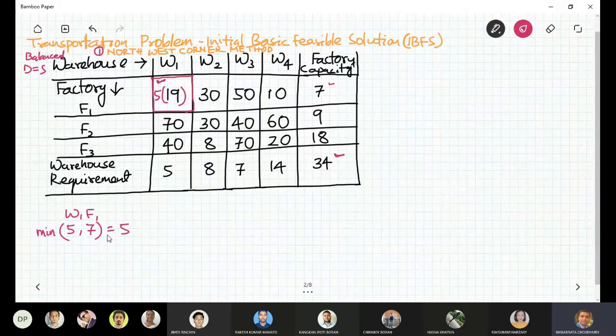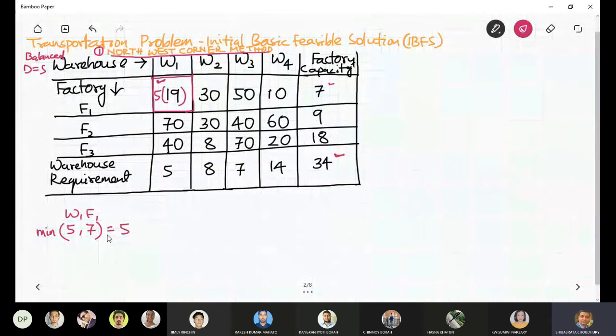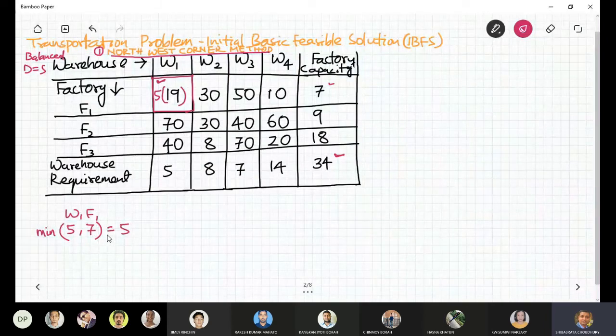Between warehouse 1 and factory 1, as per the northwest corner method. This is what we are discussing, the northwest corner method. When I allocate 5 over here, how much does the factory capacity become? Already 5 has been consumed, so it will be 7 minus 5, which is 2. And this one becomes 0.